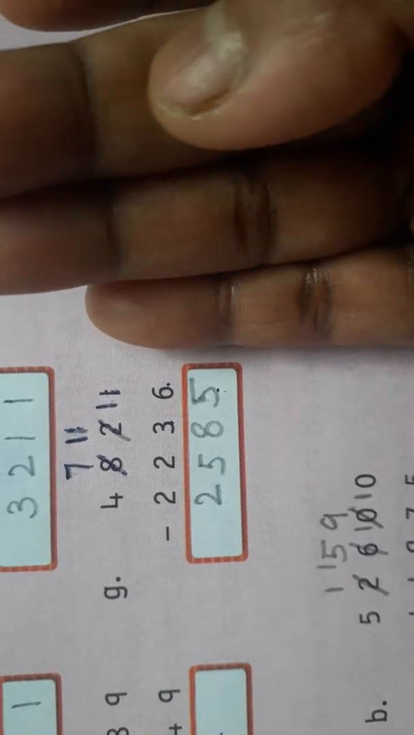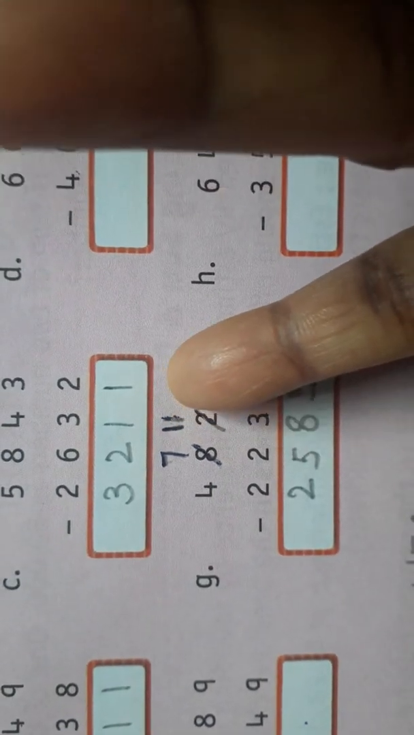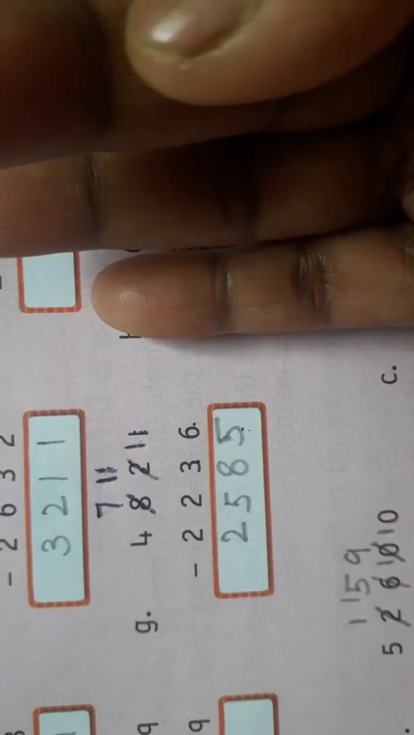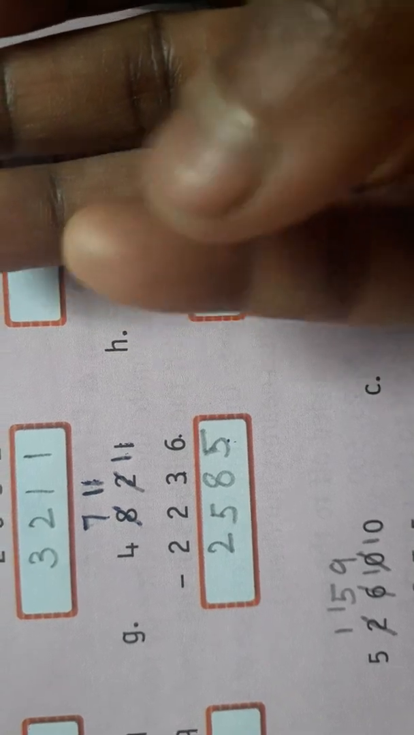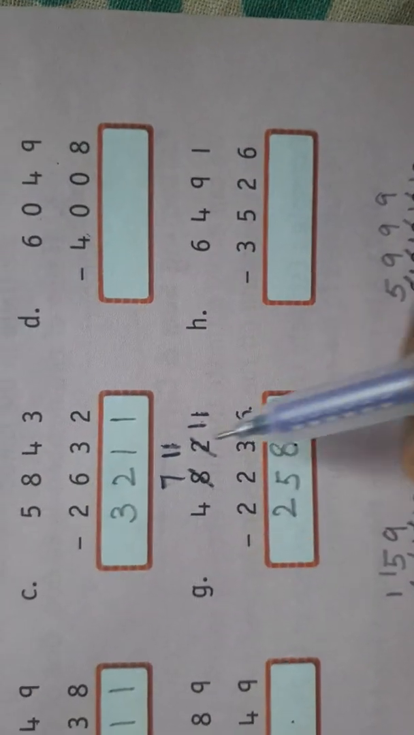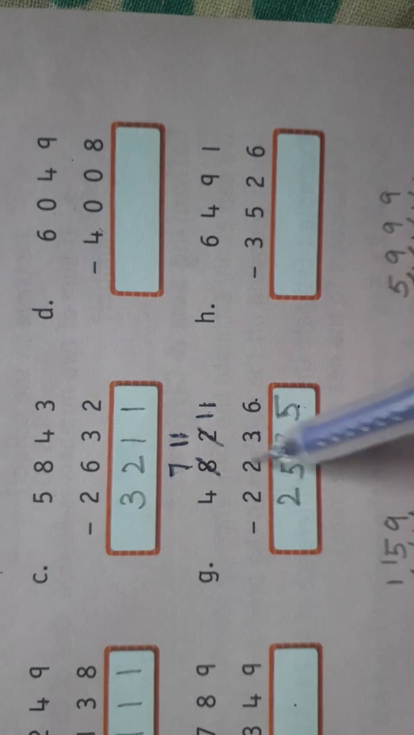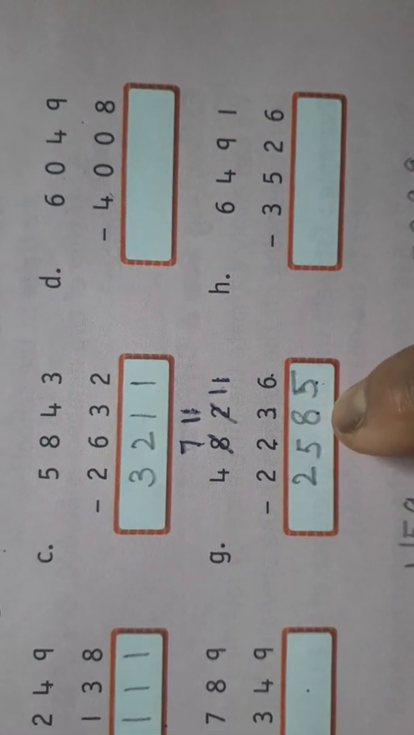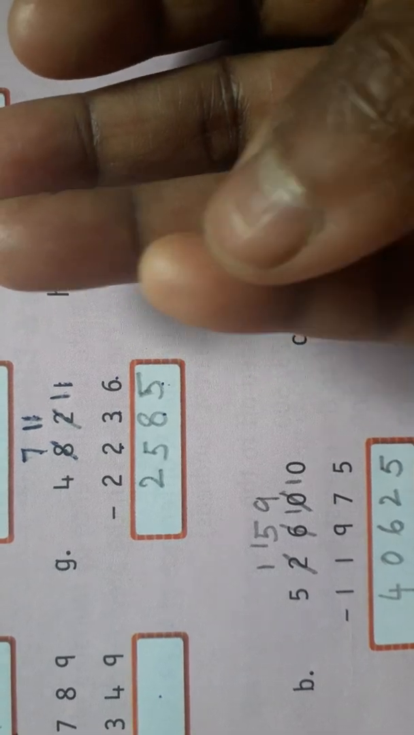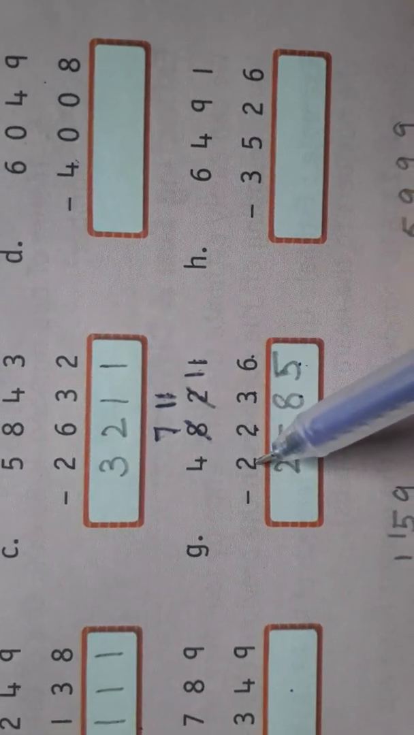After 3, 4, 5, 6, 7, 8, 9, 10, 11. Up to 11 we have to count because it is 11. So here 1, 2, 3, 4, 5, 6, 7, 8. We got 8 as answer. 11 minus 3 is 8. Now 7 minus 2. After 2, 3, 4, 5, 6, 7, up to 7. So 1, 2, 3, 4, 5. Answer is 5. 4 minus 2 is 2.